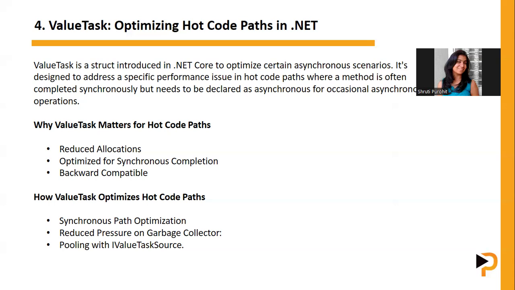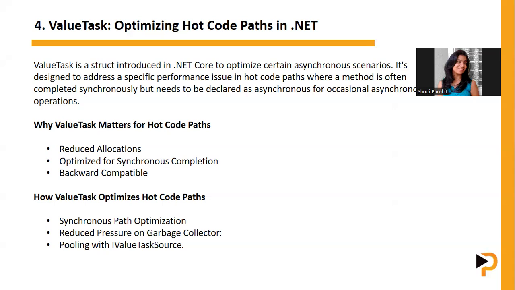ValueTask is designed to be more efficient when the operation completes synchronously, which is often the case in scenarios like caching or prefetching data. When the data is already in the cache or prefetched, the task is obviously completed. Existing code can await a ValueTask just like a Task, making it easy to adopt without breaking changes.